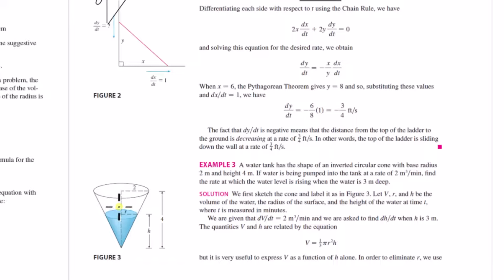Water is being pumped in at 2 cubic meters per minute. So that's the rate that you know. You know the volume flow rate of what you're pumping in, right? Like in a lab, you can have a flow meter.